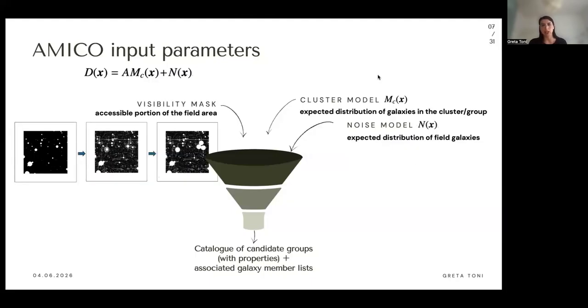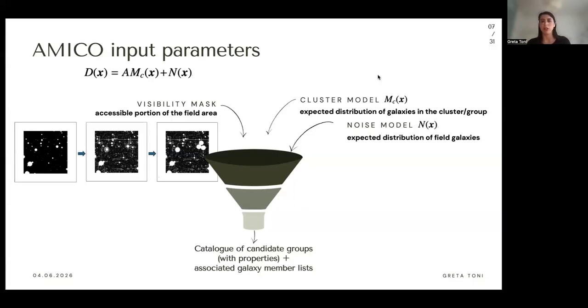Then we have the visibility mask, which tells the algorithm what the accessible portion of the field that we want to analyze is. And perhaps this is the most important input parameter, in my opinion, because its importance is always underestimated, especially when you have to deal with heterogeneous data. So, for example, when data are coming from space telescopes or ground-based facilities, which have different handling of contaminated areas. For example, you can have different image patterns. You can have foreground stars that are contaminating the field with bright star halos or different kinds of spikes.